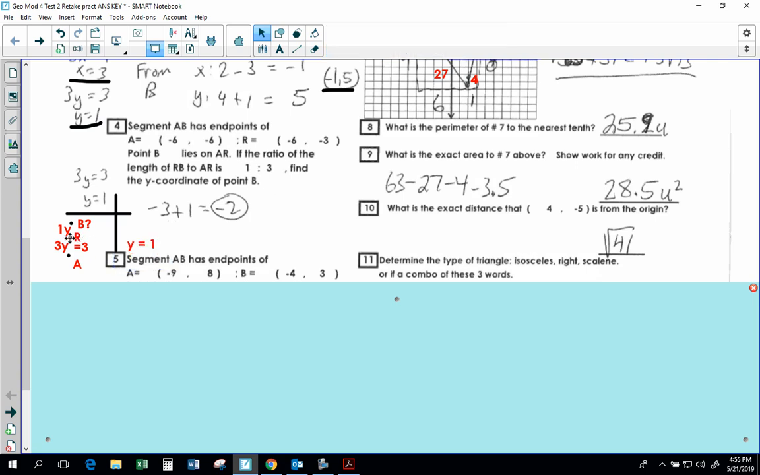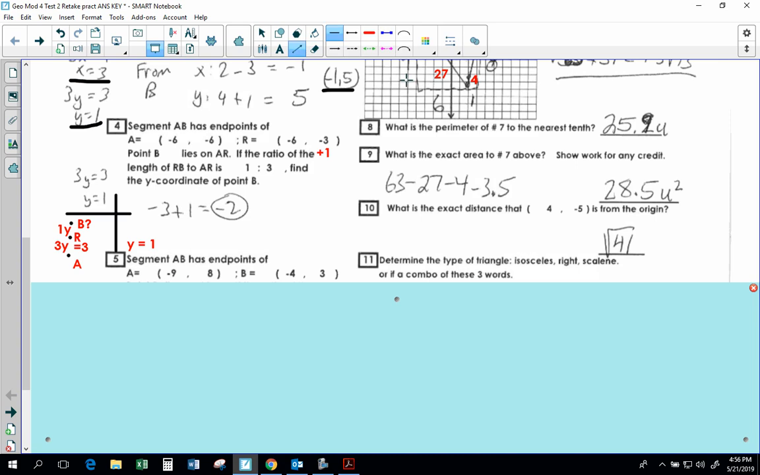And don't forget, from R to B is 1 unit. So 1 times the 1 is 1. So I'm just going up 1 from point R. Well, what is point R? -6, 3. Which one is being changed? The X? No, it's not. So that stays. The Y. So what's happening to the Y? Am I going up or am I going down? Obviously, I'm going up. So I'm adding 1 to the Y coordinate. So what is -3 plus 1, which I have written down here? -2. There's my answer.